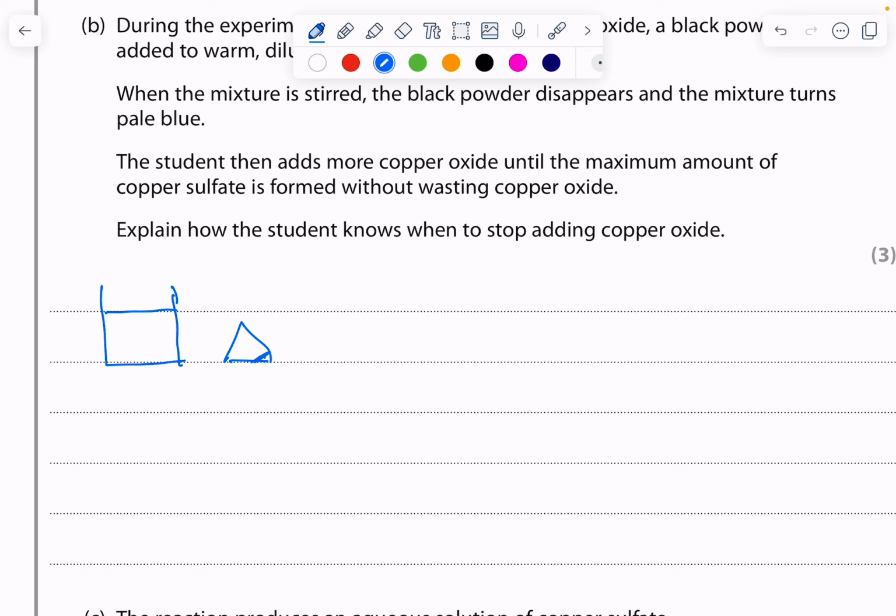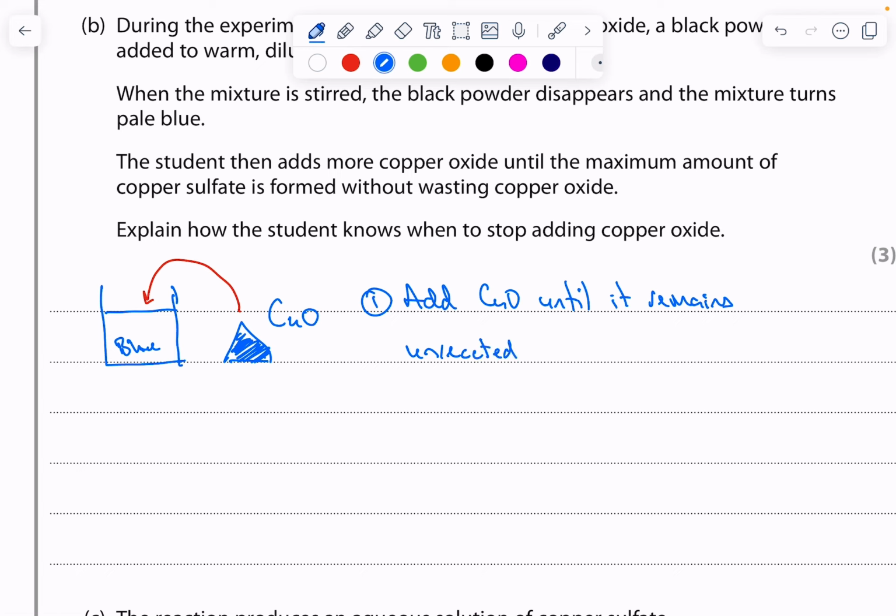When you add the copper oxide, CuO, this is the black powder, and what we have to do is put the black powder into here and then it will react. As it reacts, this solution here goes blue. You keep reacting it until the copper oxide no longer reacts, and you can tell it stopped reacting because the copper oxide is insoluble and it remains in the solution. So the first thing is add the copper oxide until it remains unreacted in the beaker.